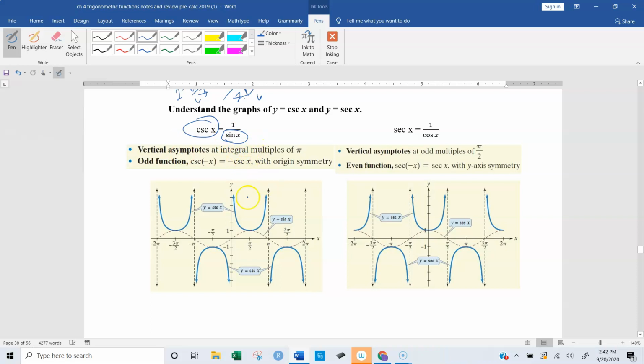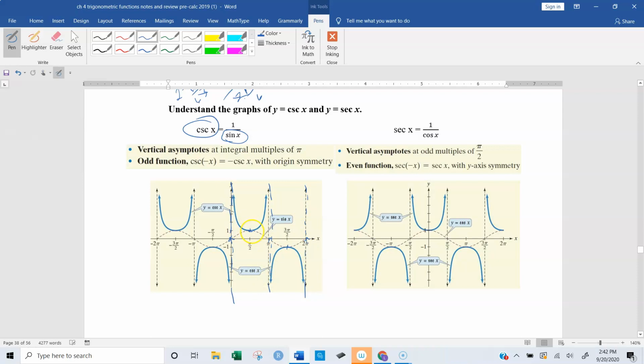So remember, sine is 0, and then pi is 0, 2 pi is 0. At pi over 2, it's 1, and at 3 pi over 2, it's negative 1. The cosecant is the inverse, so wherever this hits 0, it is now undefined. So the graph itself has an asymptote. Every place you see a 0, you put an asymptote.